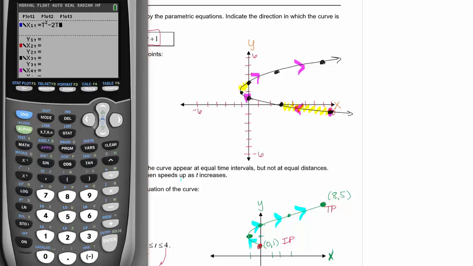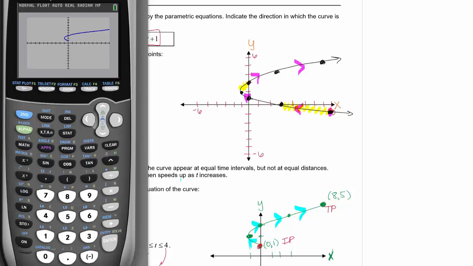And then I have to hit enter or arrow down to the Y, and I have to say that the Y value was T plus 1. And if I hit graph, if I ever can get there, okay, it looks good now. If I hit graph, you will probably notice that you only see part of your parabola. And there's good reason for that.